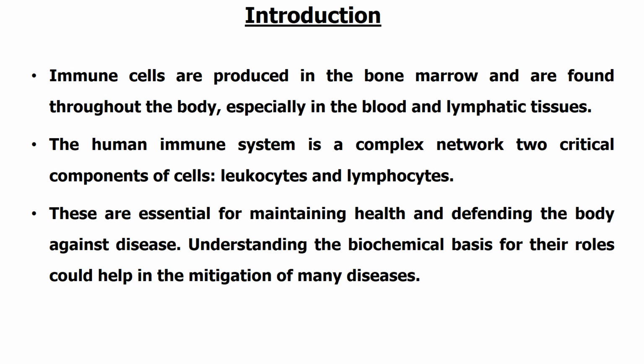Let's look at the introduction. Immune cells are produced in the bone marrow and circulated throughout the body via the lymphatic tissues. The human immune system is complex and is composed of two critical cell components, namely leukocytes and lymphocytes.